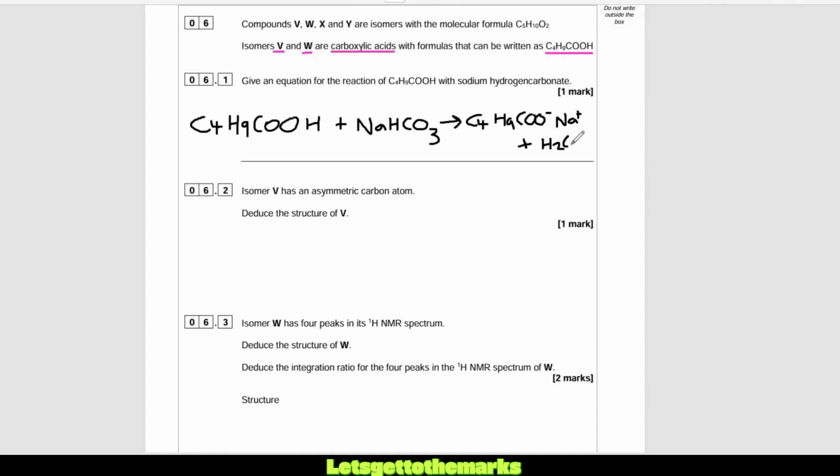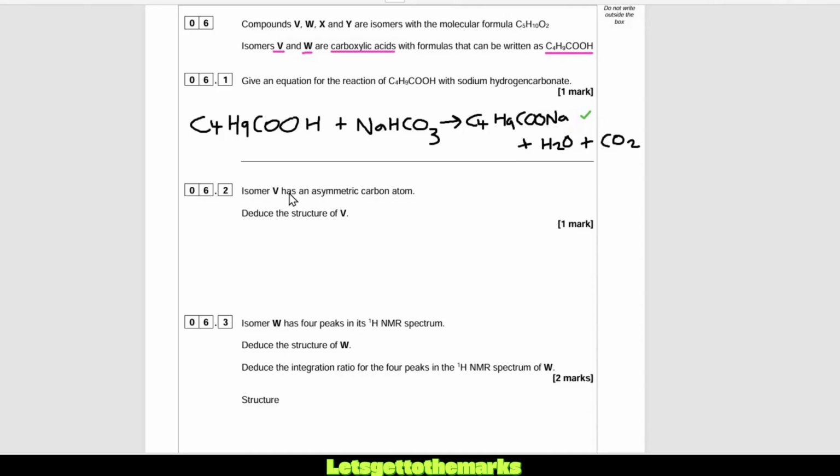You don't need to put the minus and the plus. I'll probably get rid of that. Plus water, plus CO2. Yeah, let's get rid of that minus and plus. Normally on mark schemes, they accept that, but best not to. There we go. So let's go to 6.2. Isomer V. So one of the 2 carboxylic acids, because we're told they're V and W.